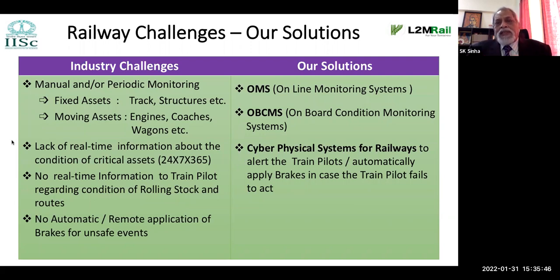So we have created three separate verticals to manage these issues. One we call OMS, online monitoring system, which is on the track side where we put systems. Then we have OBCMS, the onboard condition monitoring system, things that we put on the rolling stock. And the third is signaling, what we call cyber signaling, or cyber physical system for railways. So these are the three broad areas in which we are working now.